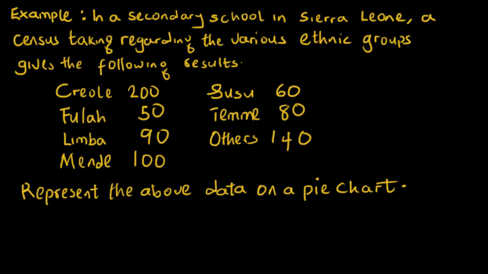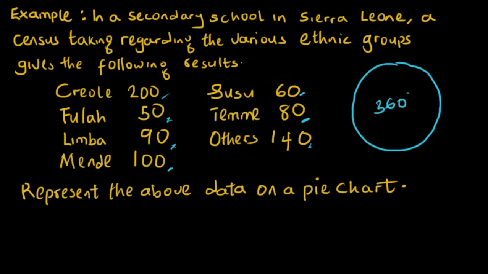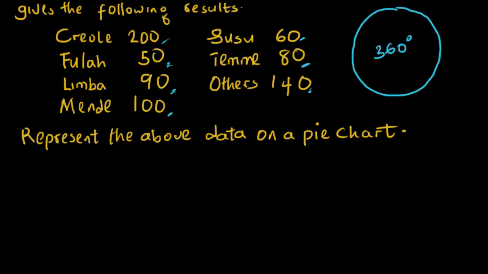Now let's do this. The first thing I want you to remember is that we represent a pie chart in a circle. And so what we want to do is to divide this circle according to these figures we've got. Now remember, the total angles in a circle is 360 degrees. What we intend to do is turn all these figures into degrees and then plot it on this circle. Does that make sense? Now let's do this.